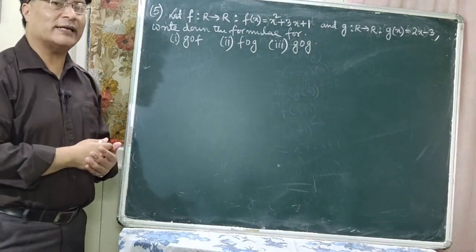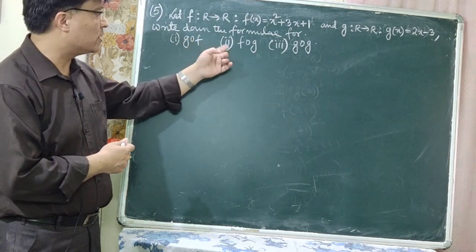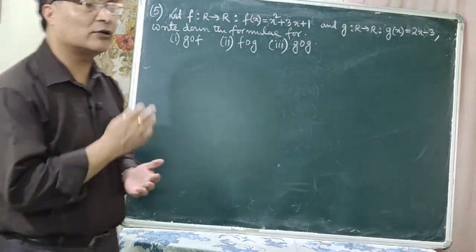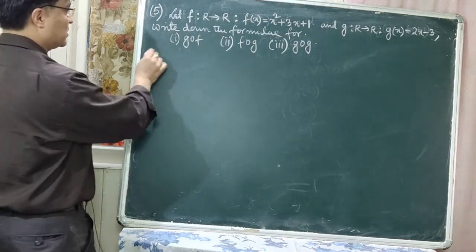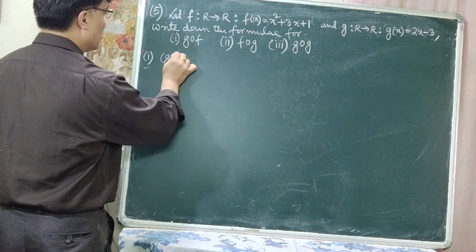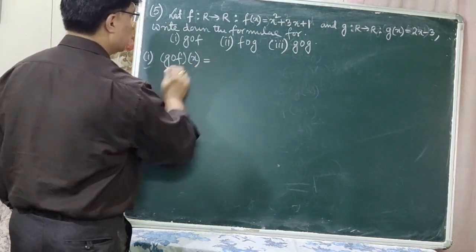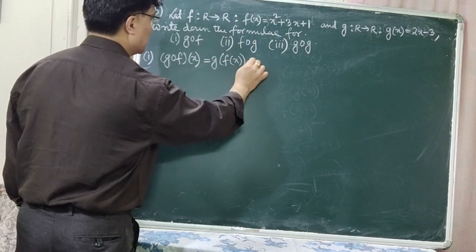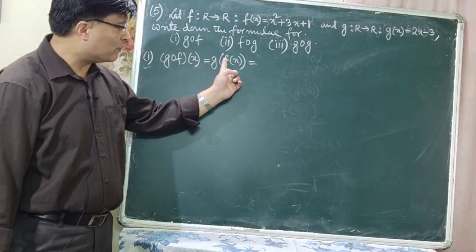Okay, so you have to write down the formula for number 1, gof, that means you have to find out gof of x. Number 2, you have to find out fog, that means fog of x. And number 3, gog, that is gog of x. Okay, now let us find out gof first. So number 1, in order to find out gof, you have to find out gof of x. It is defined as g of f of x, right? So now how do you simplify it? Now within bracket there is f of x.